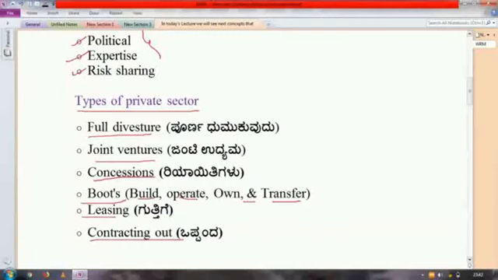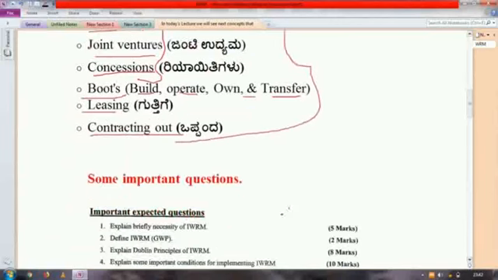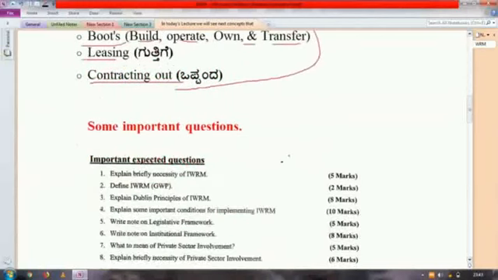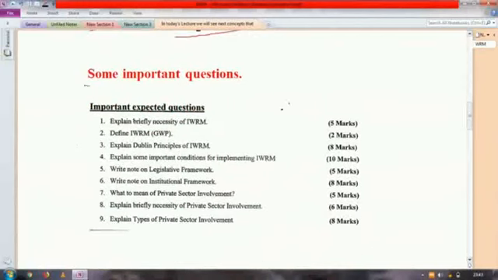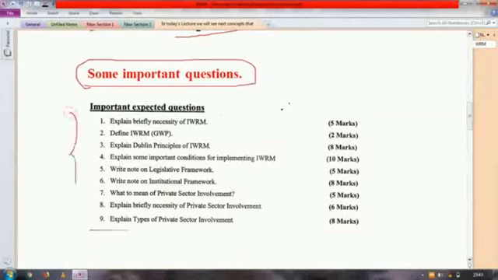Here the Kannada meanings are there. If you are not able to understand or not able to get the meaning of a particular word, then you may remember in terms of these meanings also. After covering the second part, we will see some important questions from module number 3. From the point of view of examination, we will discuss what are the important questions and how they are going to ask the questions related to module number 3.